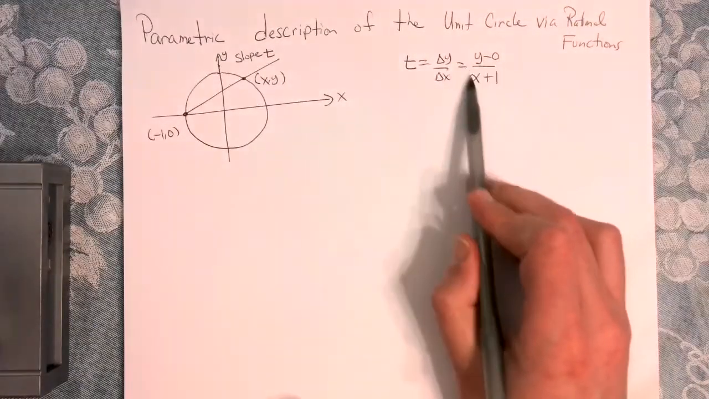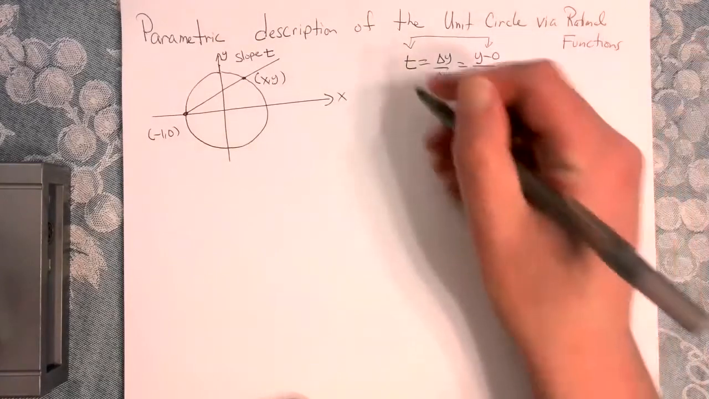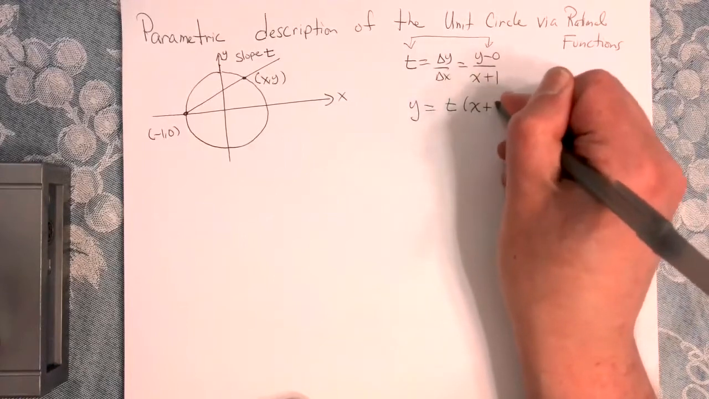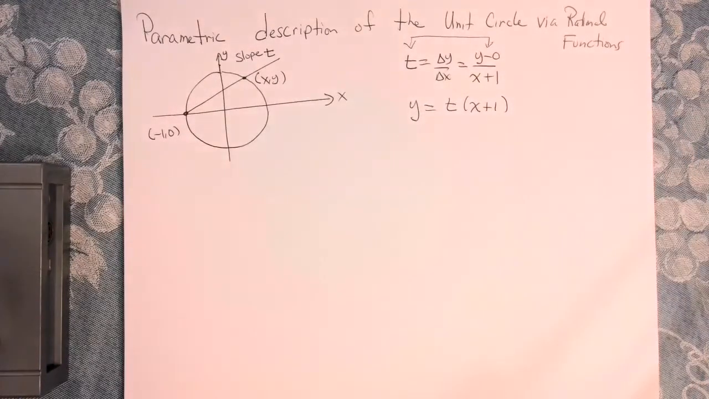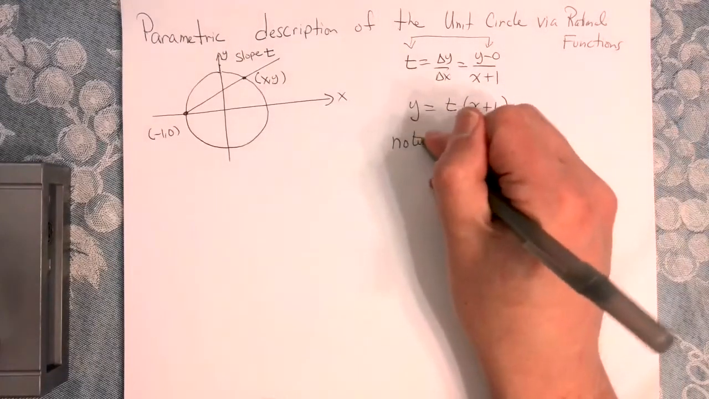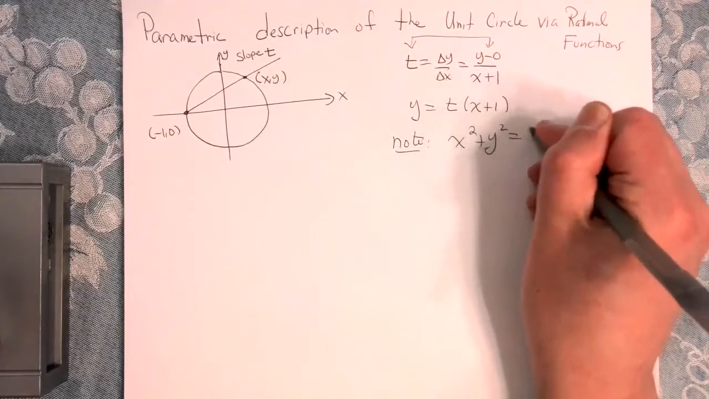And then we can actually solve this, right? So we can solve this algebraically for y. So that gives me y is equal to t times x plus 1. Okay, so also note the equation of the unit circle. So that's x squared plus y squared equals 1.